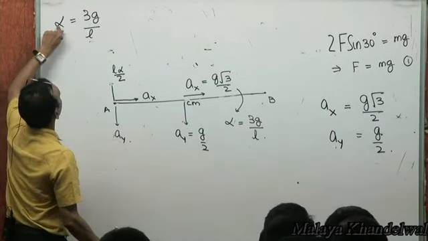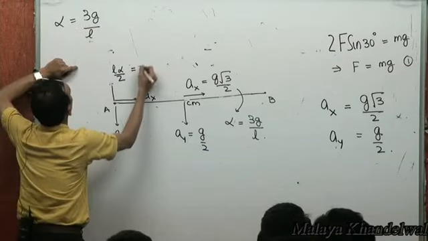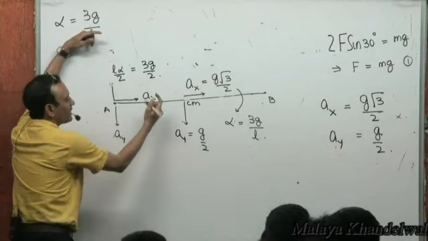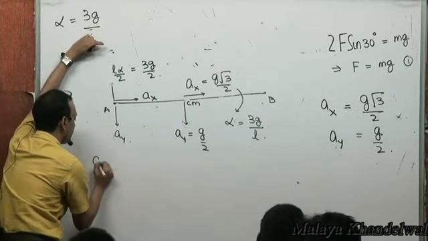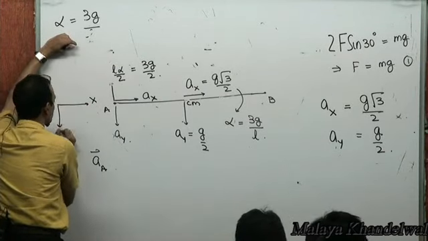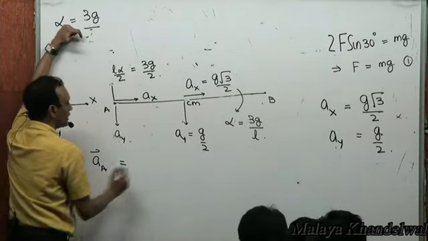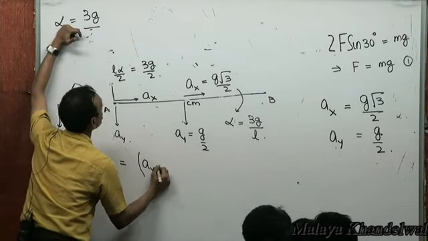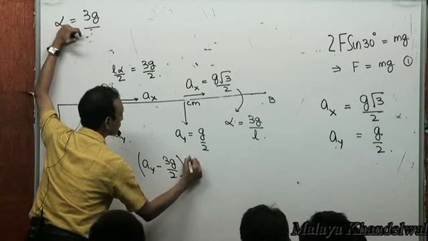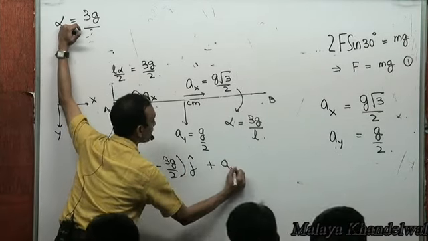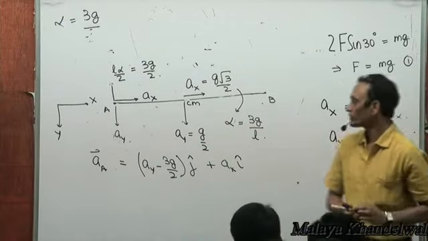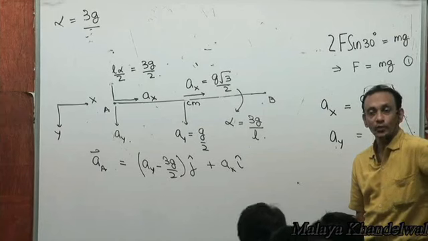So L alpha by 2, of course. L alpha is 3g, so this is 3g by 2. So ax and ay are known. What's the acceleration of A? Assuming this is the x direction and this is the y direction, the acceleration vector of A is going to be (ay minus 3g by 2) j cap, plus ax i cap. Ax and ay we have computed. This would be the acceleration vector of the point A.